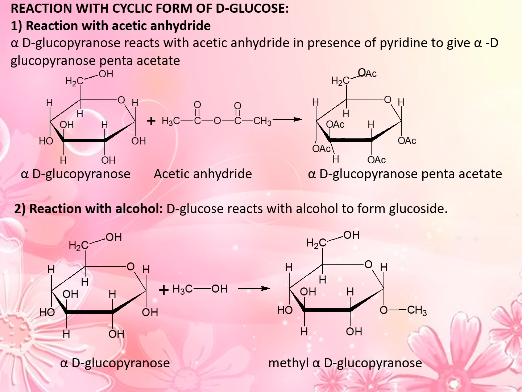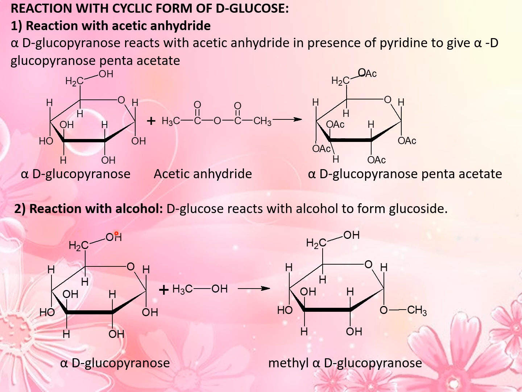Now, reactions with the cyclic form of D-glucose. Either we can take alpha D-glucose or beta D-glucose. Here we have taken alpha D-glucopyranose. Reaction with acetic anhydride: alpha D-glucose reacts with acetic anhydride in the presence of pyridine to give alpha D-glucopyranose pentaacetate. Alpha D-glucose has 5 OH groups: 1, 2, 3, 4 and 5. These 5 OH groups react with the acetyl group, and we get alpha D-glucopyranose pentaacetate. Since 5 OH groups are there, we get pentaacetyl in this product.